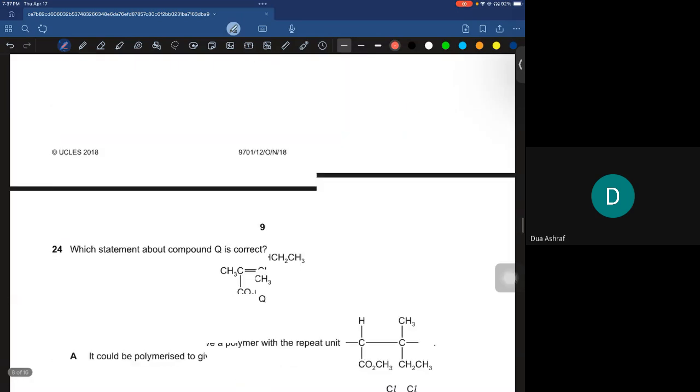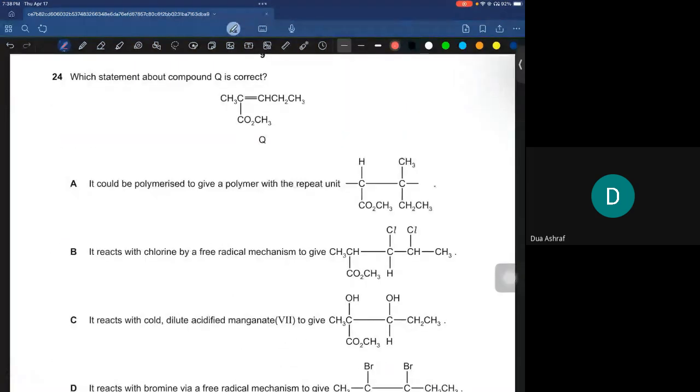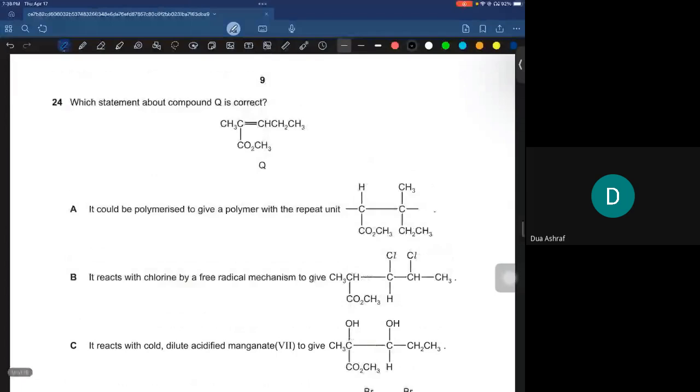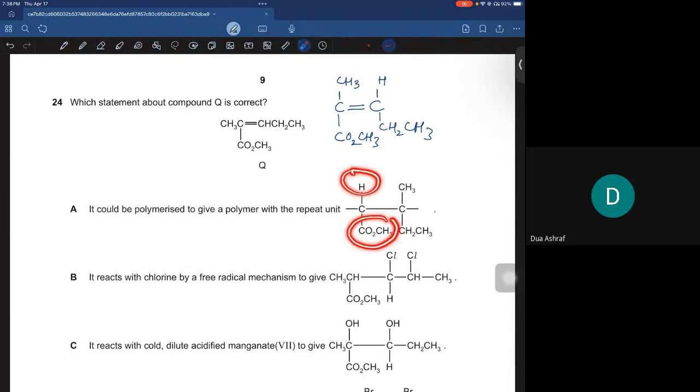Question 24. Which statement about compound Q is correct? It would be polymerized to give a polymer with this repeat unit. Like I always say, whenever you do polymerization, you are supposed to draw it in a proper manner like this. This is CH3, this is CO2CH3, this is CH, and this is CH2CH3. Is this matching with this? H and CO2CH3, no, no, no. Option A is incorrect.